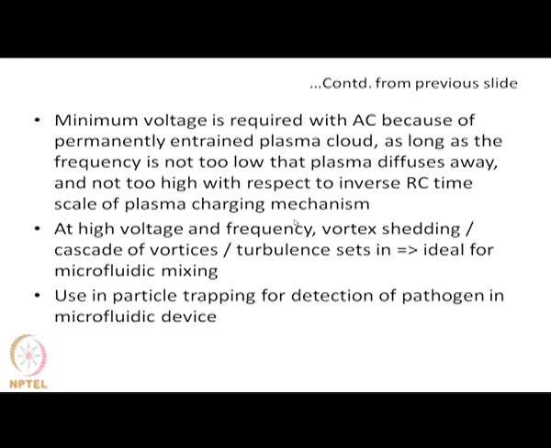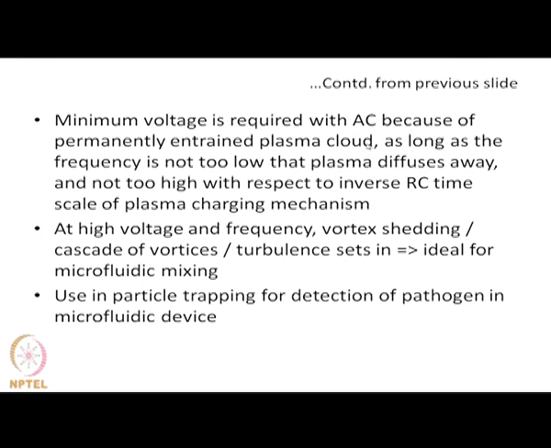This plasma charging mechanism can also be looked into as a resistance-capacitance model, and that will also have its own time scale. It takes some time for the plasma charging. So, the AC time period has to be within this framework. The minimum voltage is required with AC because of the permanently entrained plasma cloud. That means in AC you have a permanently entrained plasma cloud already, sitting there in an ionized state. So, when you are coming back next, you have those available.